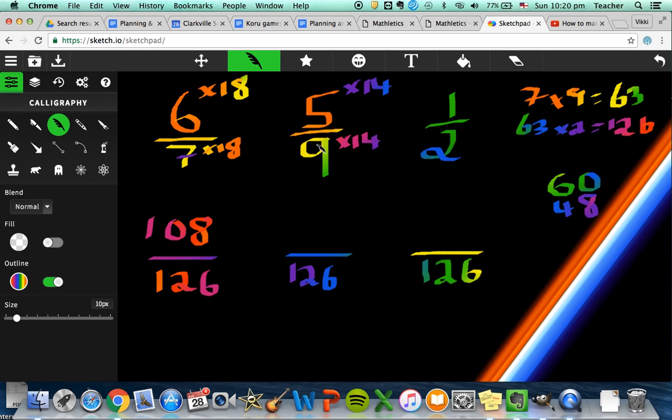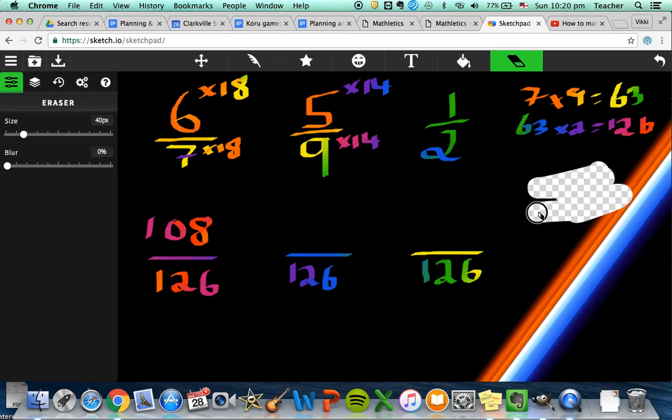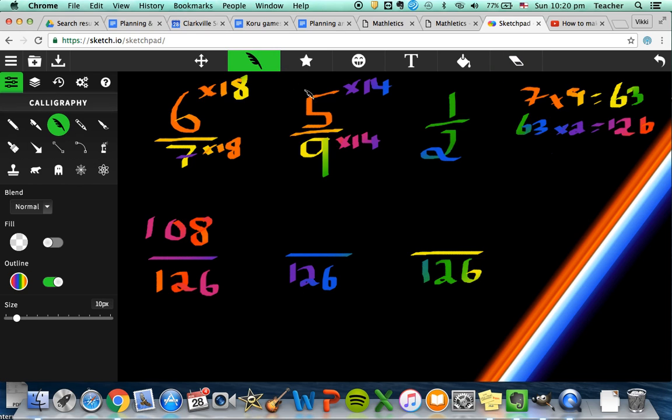So using place value, let's get rid of this guy here. Using place value, 5 times 10 is 50. And then 5 times 4 is 20. 50 plus 20 gives us 70. This is looking nice and easy, hopefully. Let's have a look at this next one.